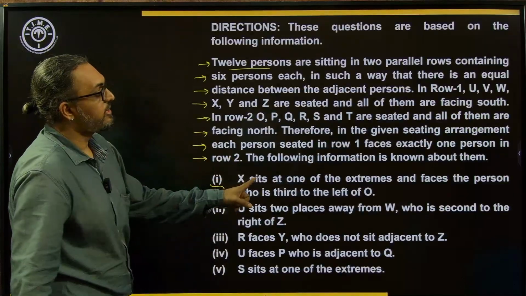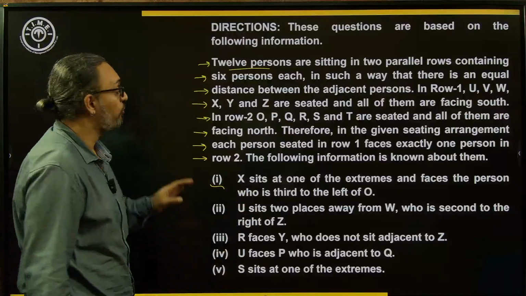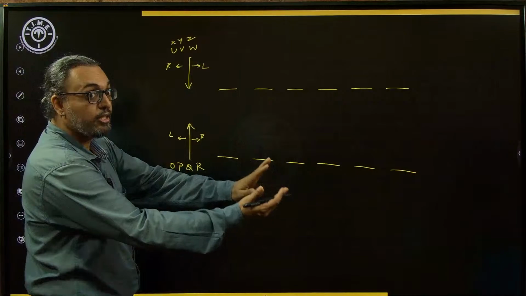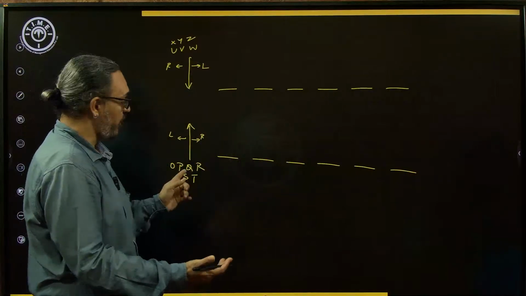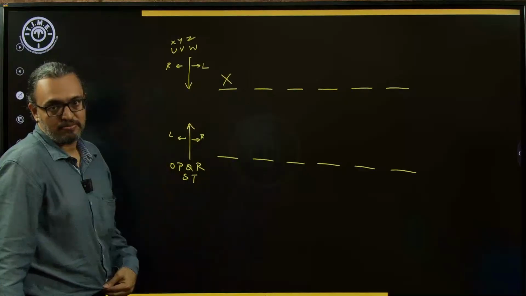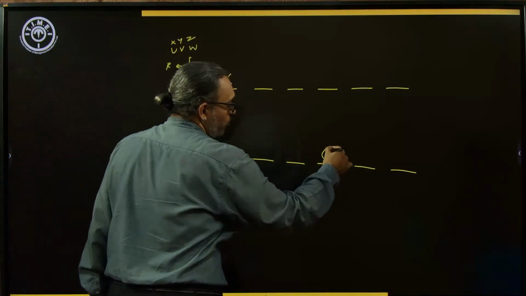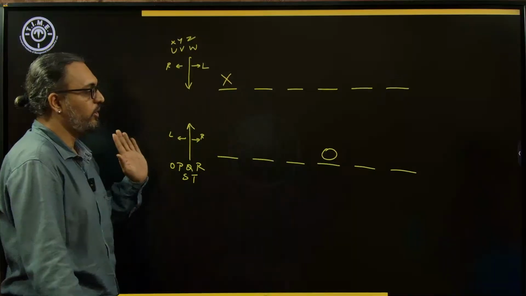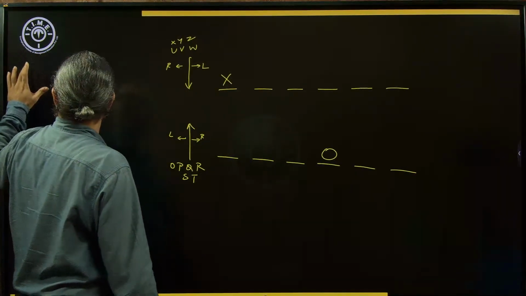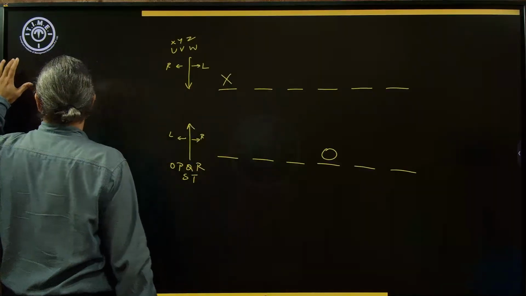Condition 1. X sits at one of the extremes and faces the person who is third to the left of O. So X should be one of the extremes and third to the left of O. Left is our left side because O comes here. So this is the only extreme X can sit. So X is facing the person who is third to the left of O. So O will be here. Then only third to the left is possible. Correct? Right. So that is the only possible arrangement you will get.